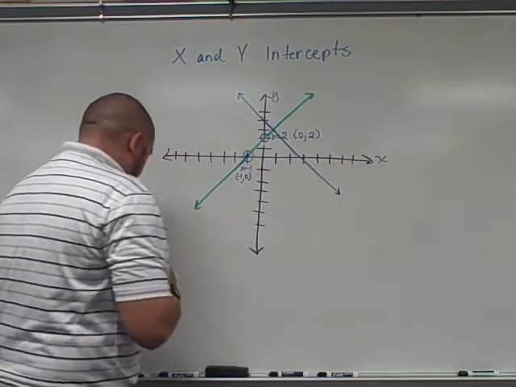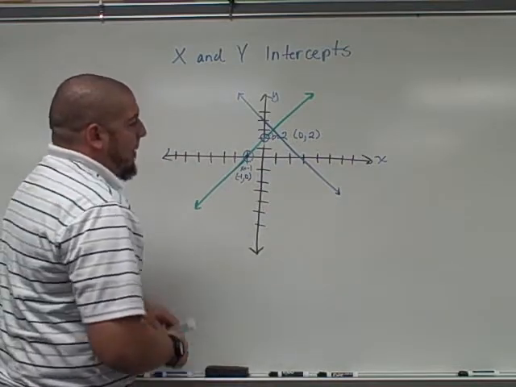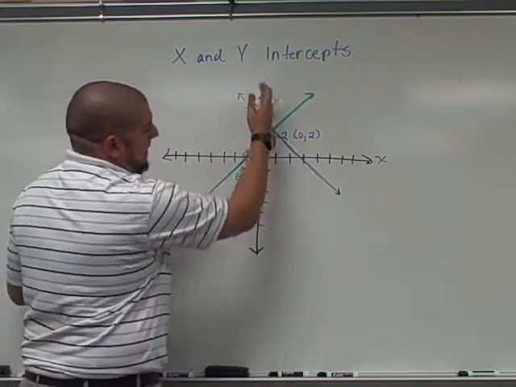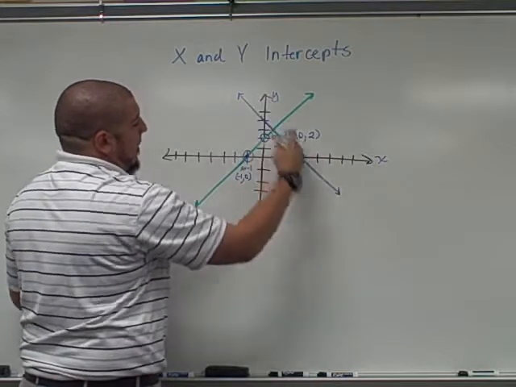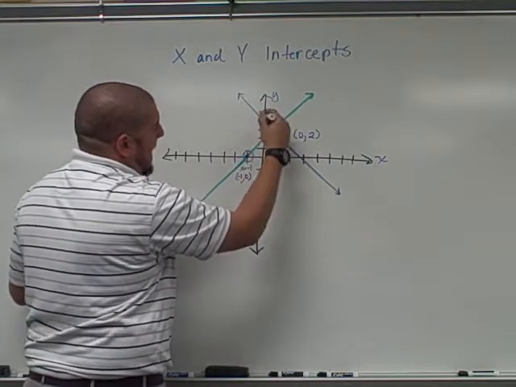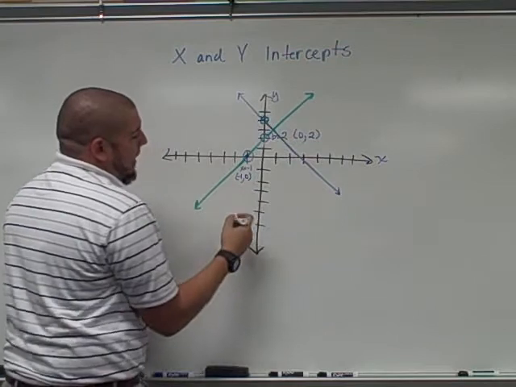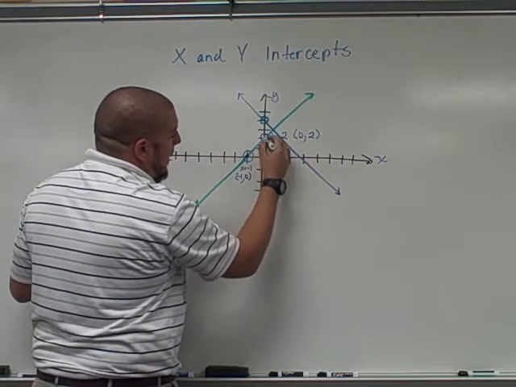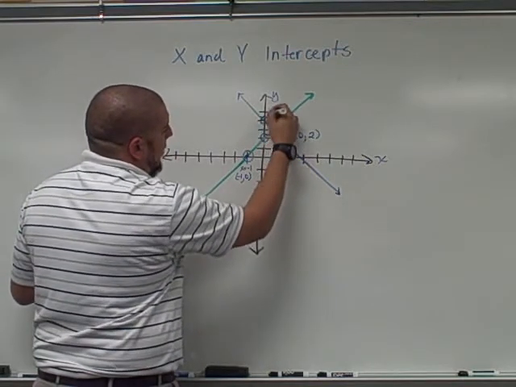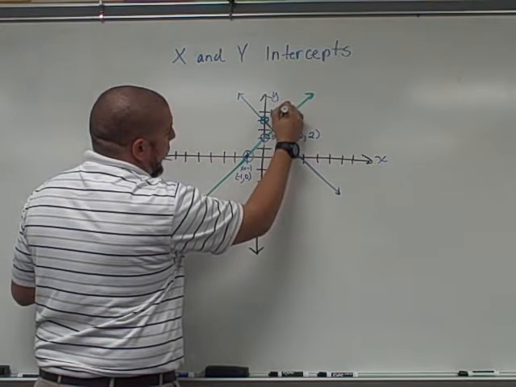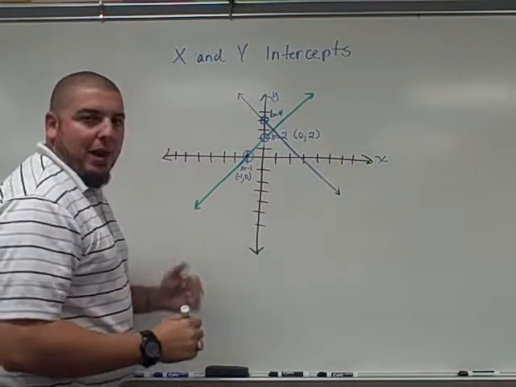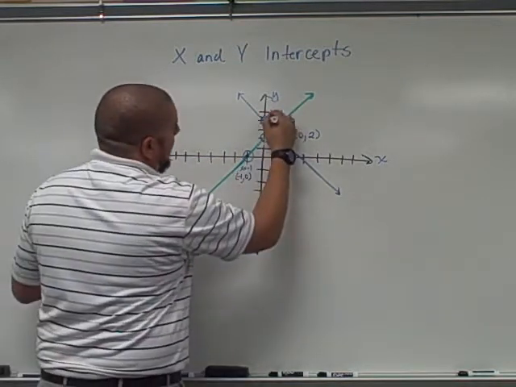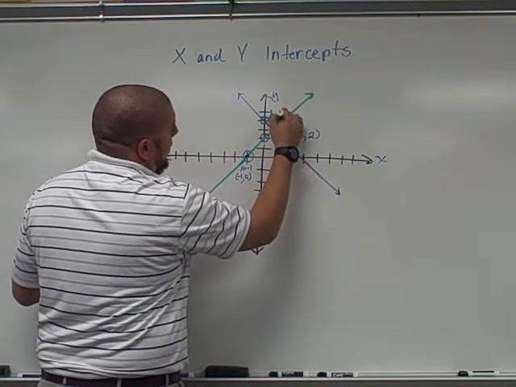If I want to find my y-intercept, again, I'm going to go to my vertical axis. Where is it crossing my y-axis? It's crossing my y-axis right here. I'm going to circle it. I'm going to find out what number that is. 1, 2, 3, 4. So here, b equals 4. If I write an ordered pair for that, it would be 0 over 4 up.